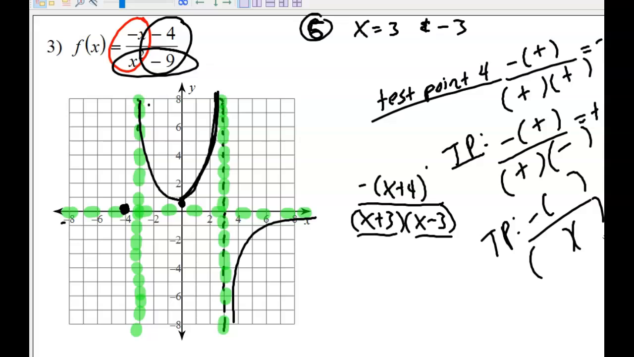Oh, it's -7, right? Okay, so what will this be? If I plugged in -7 here, what would I get? Negative. If I plugged in -7 here, what would I get for this one? In here I've got 4 negatives. Will that come out positive or negative? Positive. Right? So it's going to be up here.